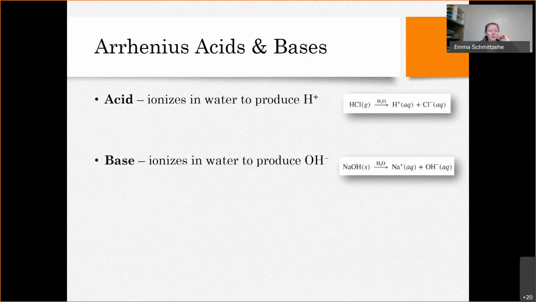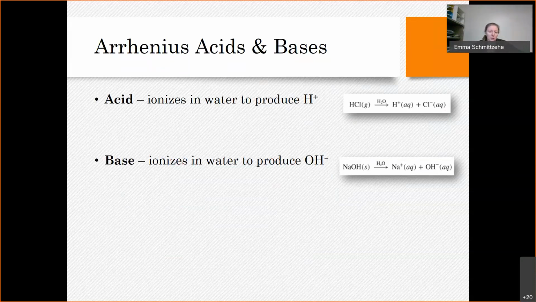So for the base, I gave you the example of sodium hydroxide. Sodium hydroxide by itself is just a solid. It's just like an ionic compound. But if you put that in water, it's going to dissolve, and when it dissolves, it splits up into Na plus and OH minus. So since it gives you OH minus, it is a base. The Na plus part is just an extra piece. It's there because you can't just have OH minus, so you have to have something to balance the charge.